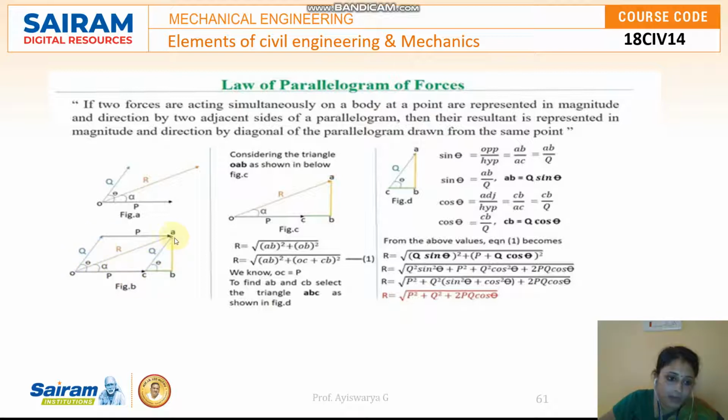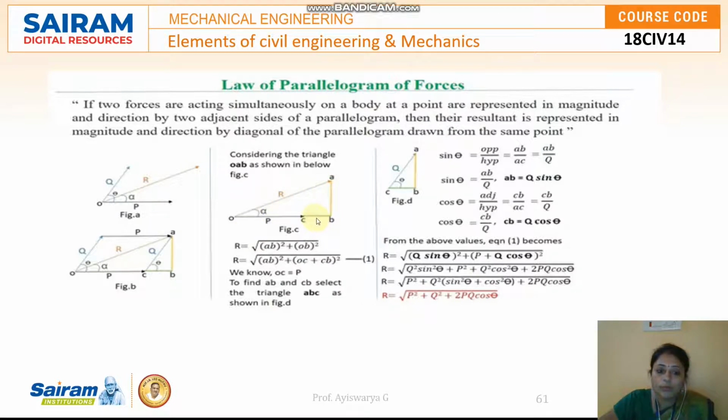Now you drop a perpendicular line from point A, so it becomes a triangle, triangle ABC. Let this diagonal be the resultant R. This is alpha. The full angle is theta, and the angle between the resultant and P is alpha. Consider only the triangle OAB, the complete triangle. Just draw it separately, and now you can see this triangle.